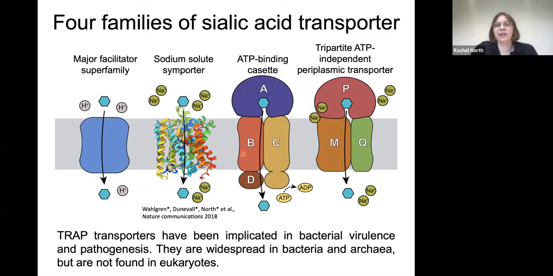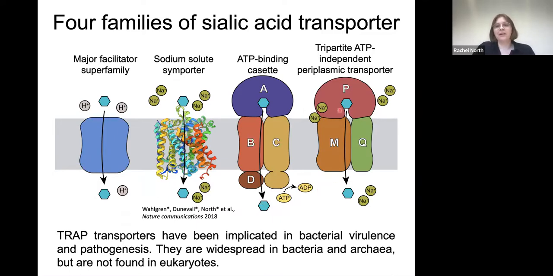These transporters are primary transporters. They use this secreted substrate binding protein up the top here to bind the sialic acid and deliver it to the membrane component for import. And they energize this import by the energy derived from ATP hydrolysis.